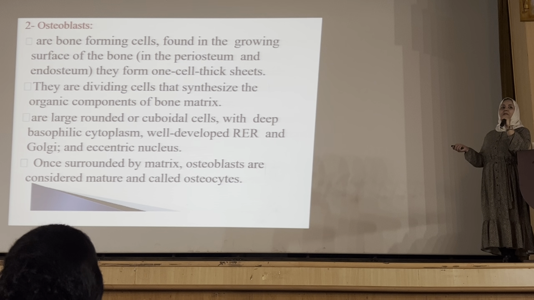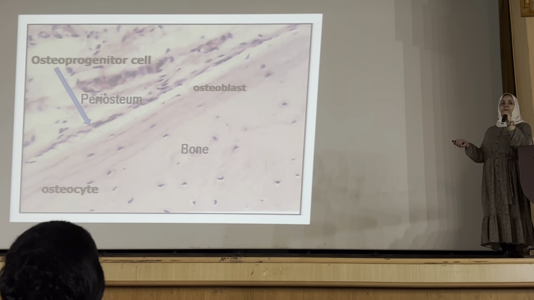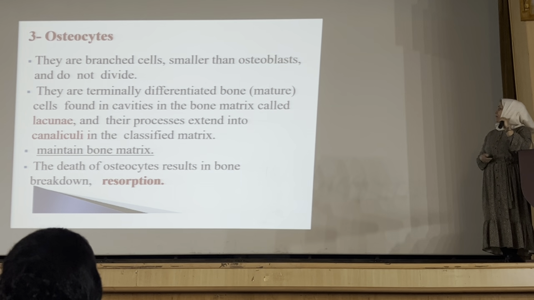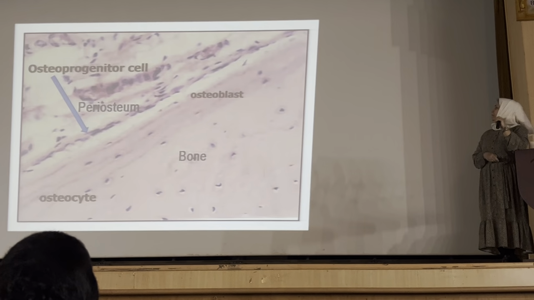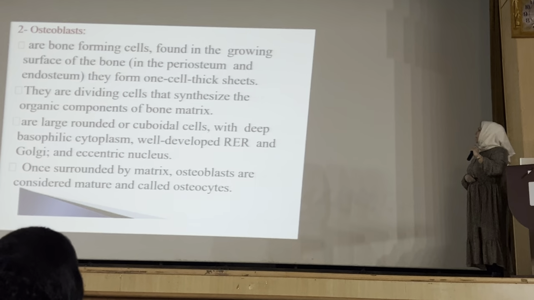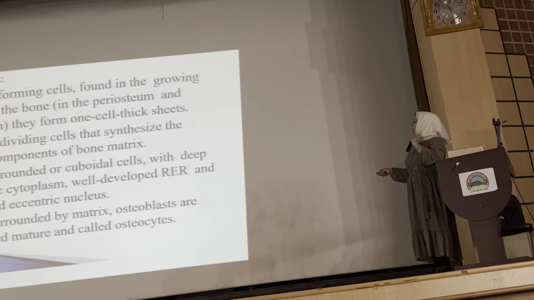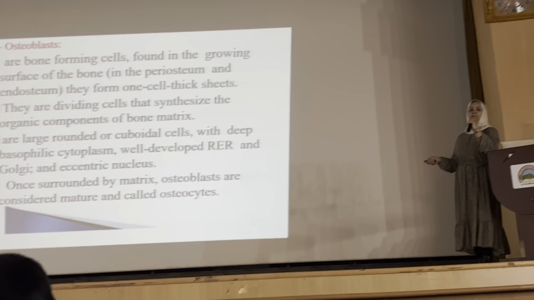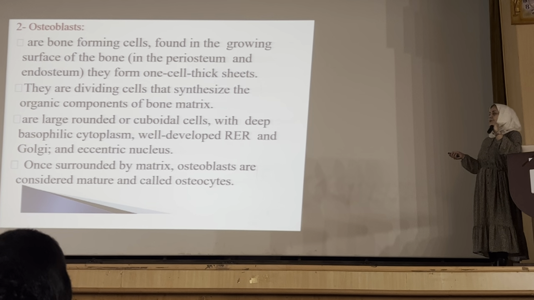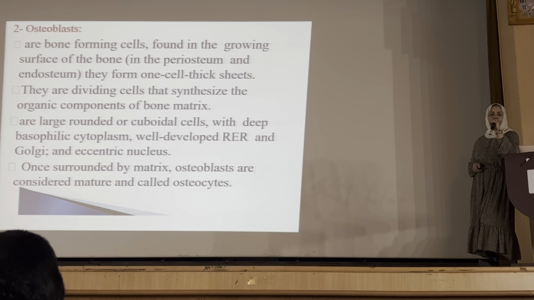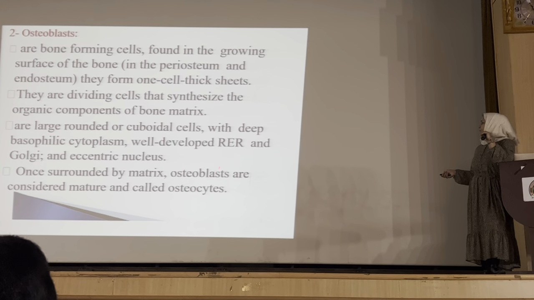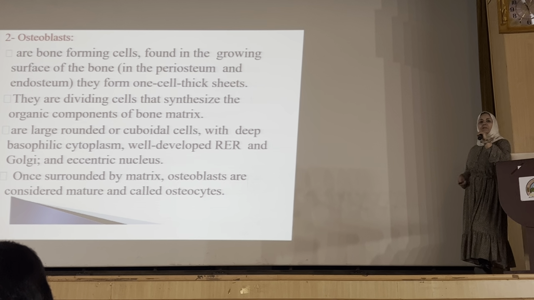The osteoprogenitor cells are located at the periphery of the bone, exactly under the periosteum and endosteum layer. Second, osteoblasts are rounded and cuboidal cells with basophilic cytoplasm, and their function is to divide and synthesize the organic component of the bone matrix. Once surrounded by matrix, osteoblasts are considered mature and called osteocytes.